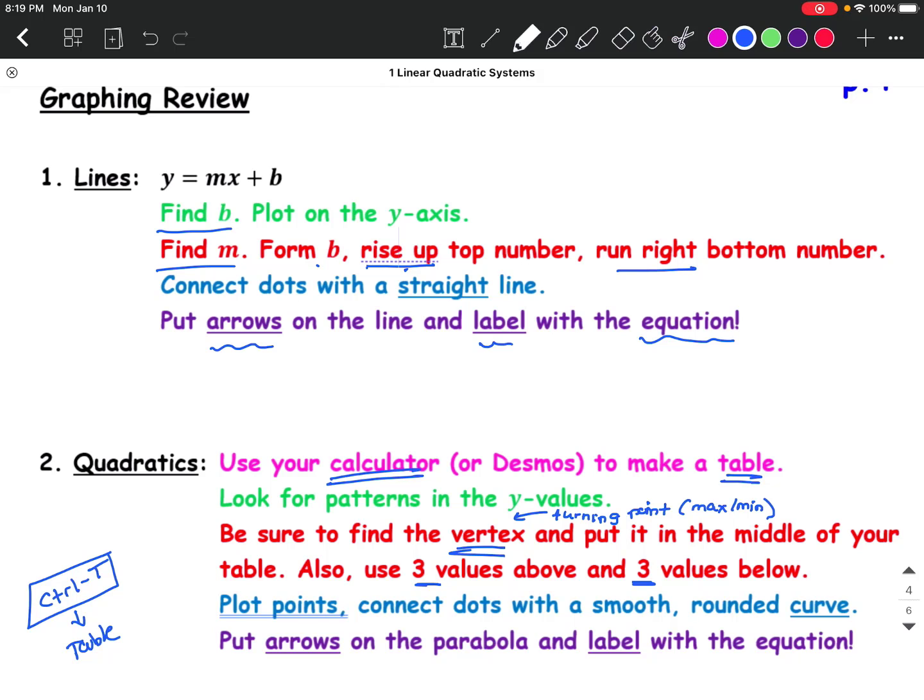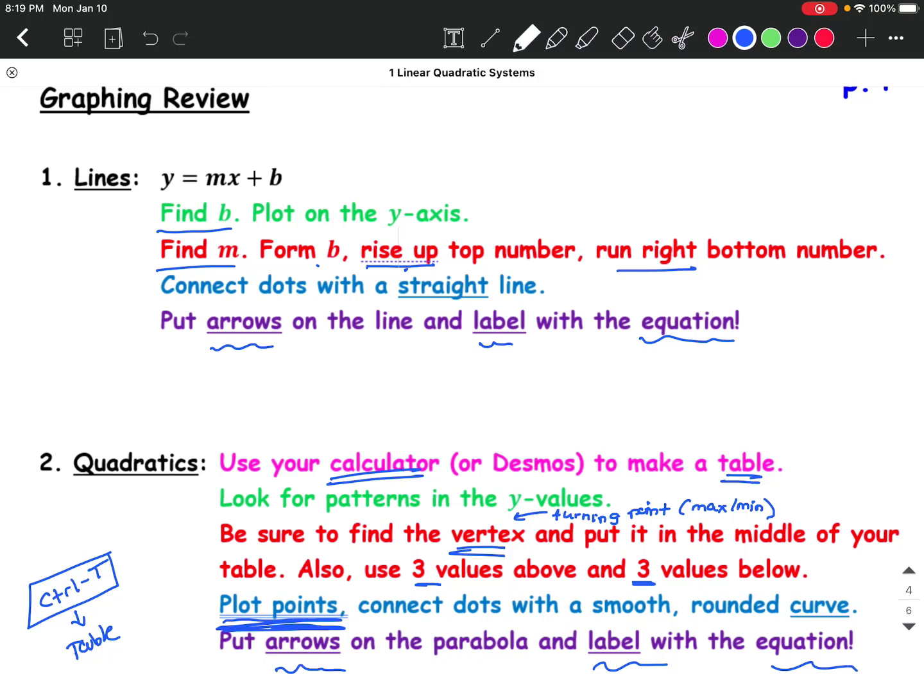Then you're going to plot the points. Make sure you plot them, that you're not just saying, oh, it looks like this. No, plot the points and then connect with a smooth, rounded curve. No straight line segments, no sharp corners, okay? Again, arrows on the parabola and label with the equation. Do not leave that stuff out.